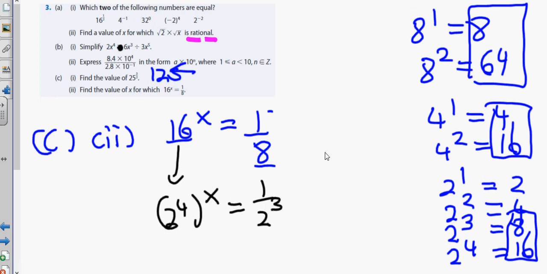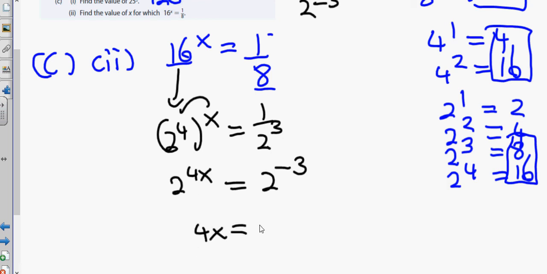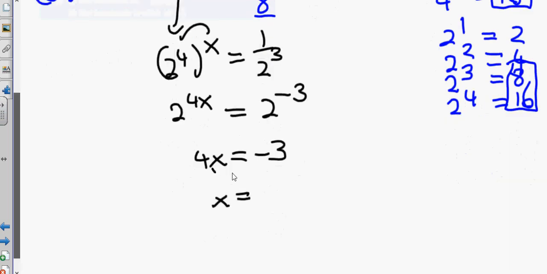Now the rule is, once again, that a to the power of minus x equals 1 over a to the x. In this case, x is 3, a is 2, so it's going to be 2 to the power of minus 3. So this side turns into 2 to the power of minus 3. This side you multiply it out, so you get 2 to the power of 4x. Now that the base numbers are the same, we can say that 4x equals minus 3. And then x equals, divided by 4, minus 3 over 4.